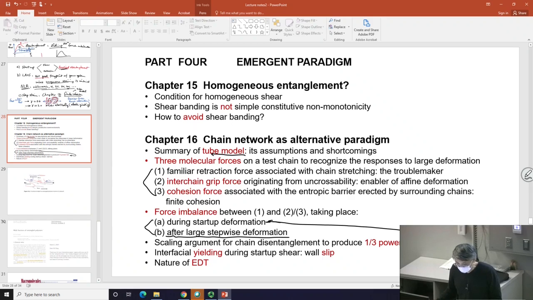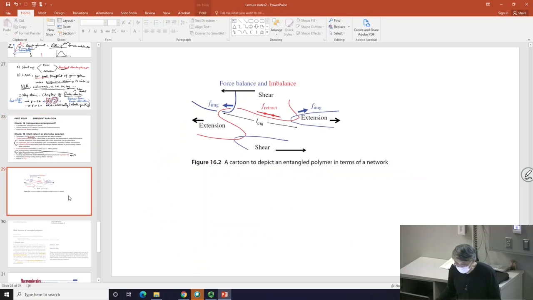Okay, so I will first indicate this was what we sort of had in mind. Let the red chain be the test chain. The buildup of retractive force is due to the gripping force from other chains as you do either shear or extension.